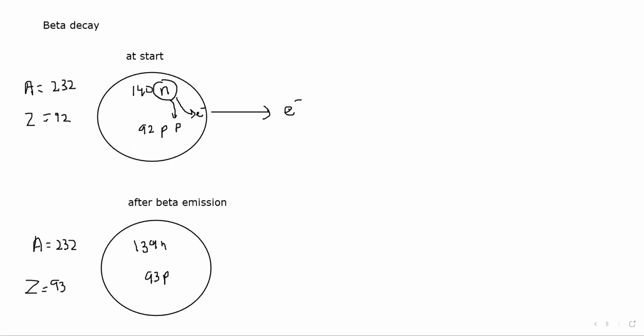So what happens when there's a beta decay? What happens to the neutron number? It decreased by 1. What happens to the proton number?